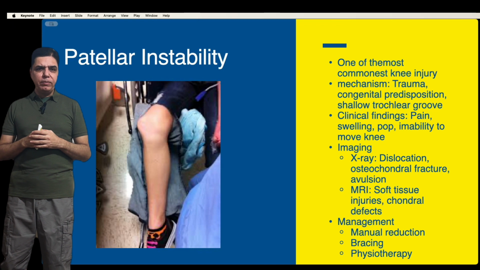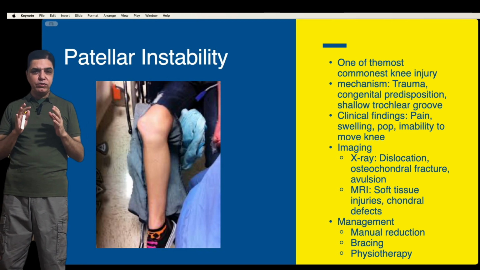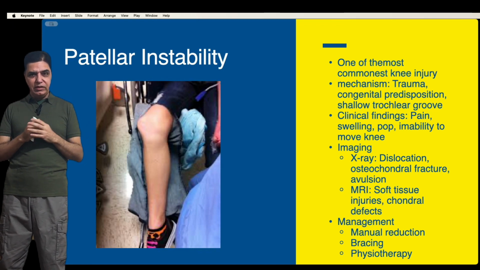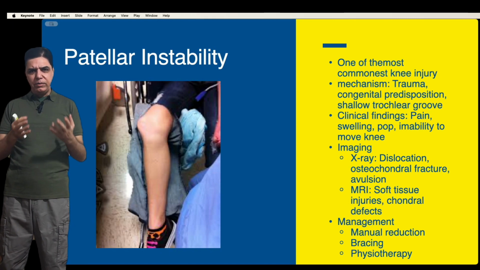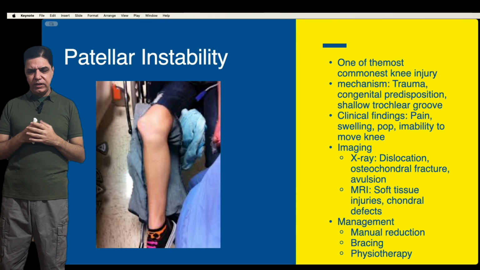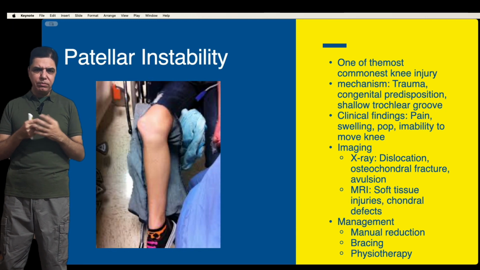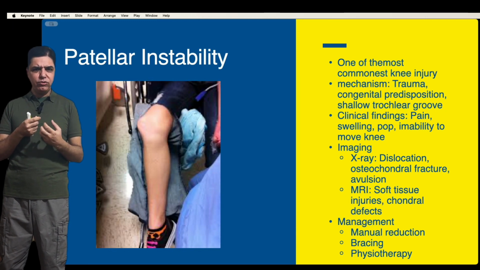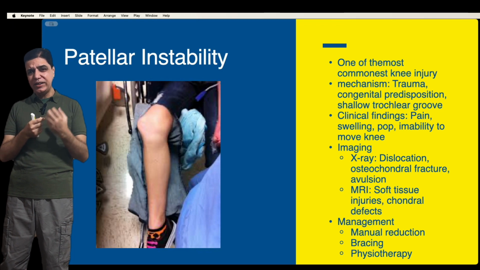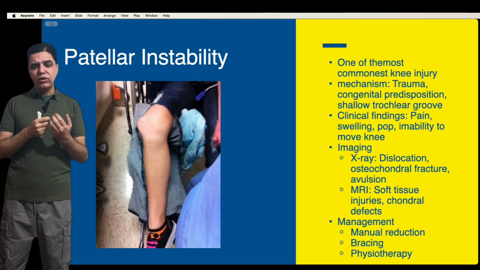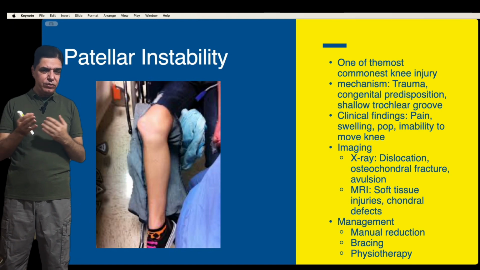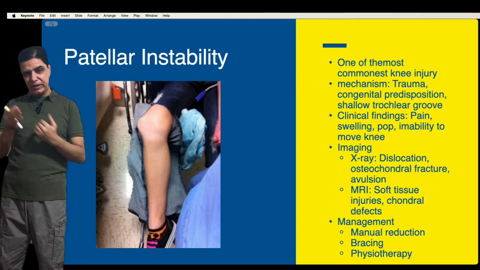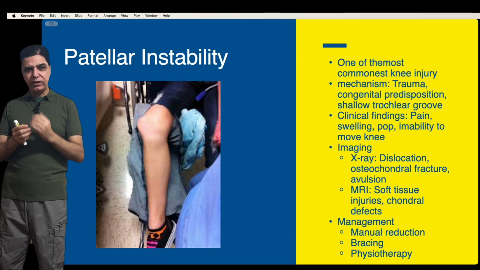So let's talk about patellar instability. Patellar instability is one of the most common knee injuries which we see in practice. The mechanism most of the time is trauma. Not everybody gets a patellar dislocation because of trauma. Some kids have a shallow trochlear groove, or maybe a bit of a high riding patella which has more play, and they are more prone if there is an injury, especially from the medial side, where the patella can move out of its place to the lateral side.